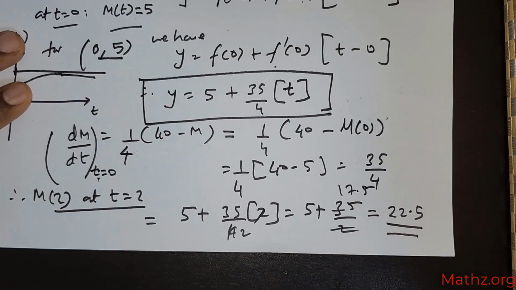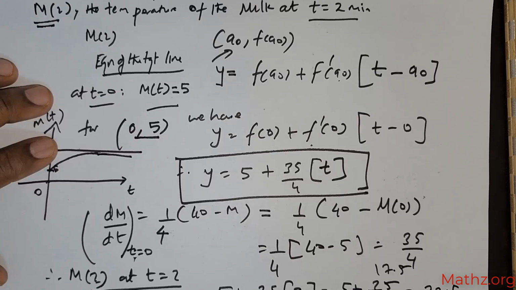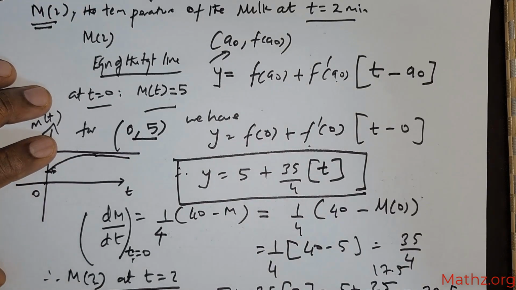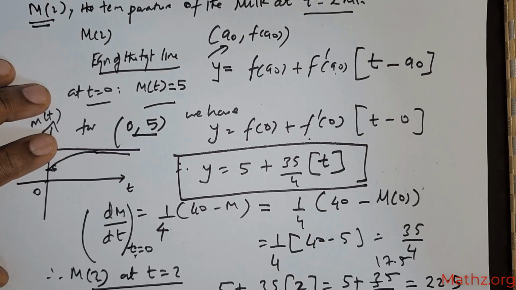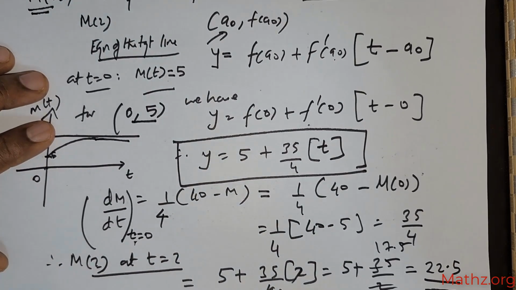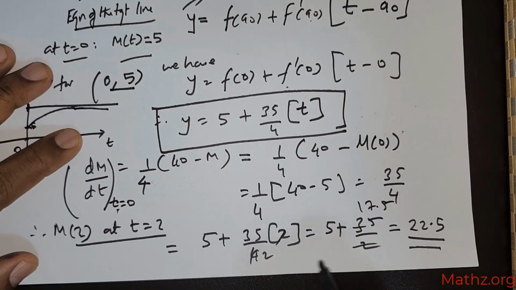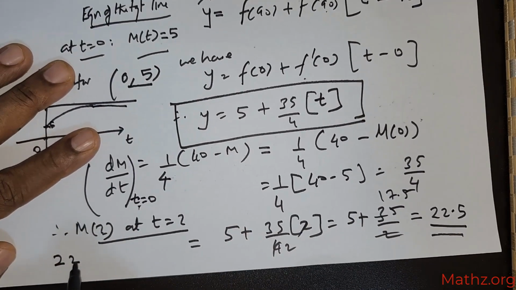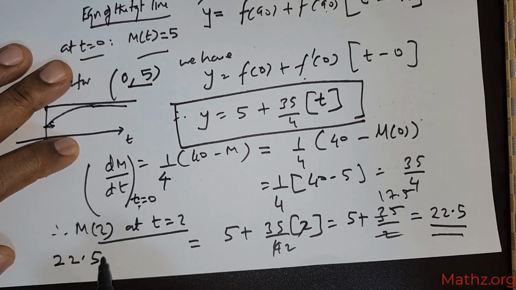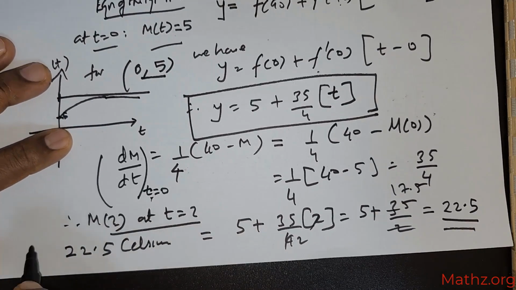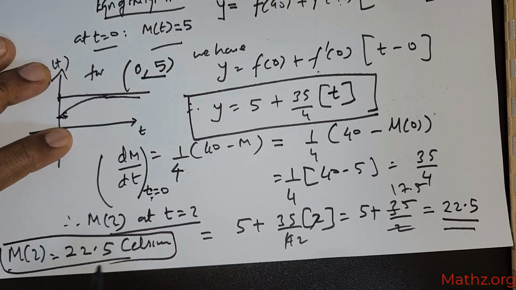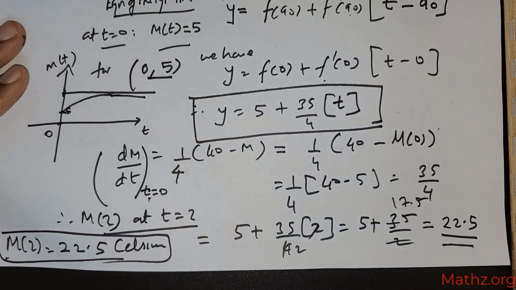So this is the final solution for this question. However, this question can be done in 2 steps, but I want to explain the intricate insights. That's the reason I've taken so many steps. So you can just wrap this up. I'm saying 22.5 Celsius, right? So this is my m of 2, and then you can box it. So that will be the final wrap.